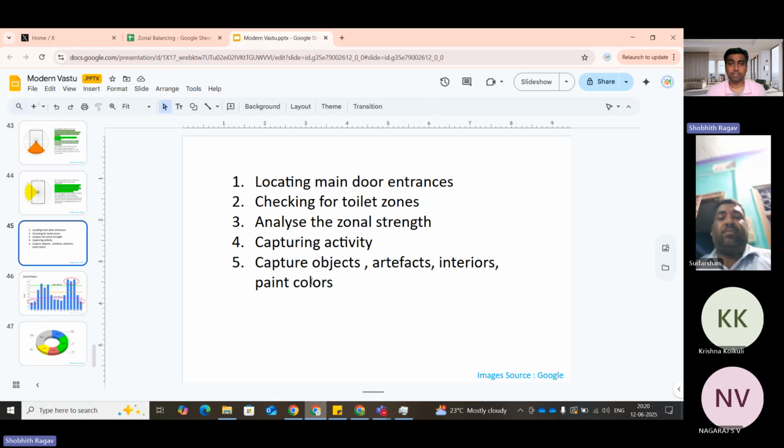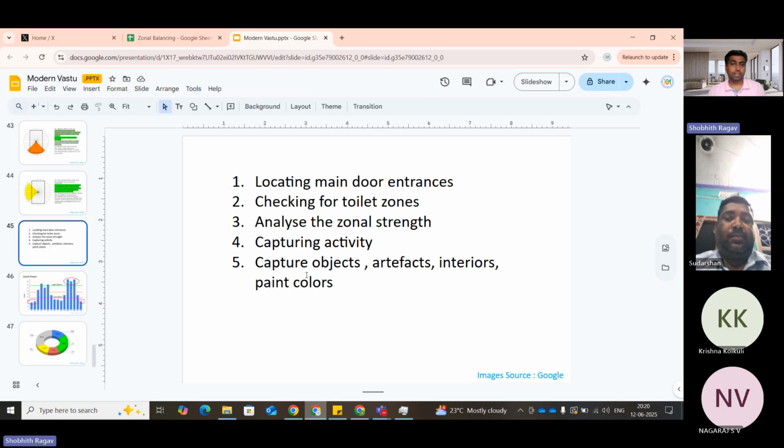Because some people, as I was discussing in the other class, will straight away do this space remedy, putting some photos of horses running. All these are like subconscious programming or space programming. Those will not work until and unless these are all balanced.